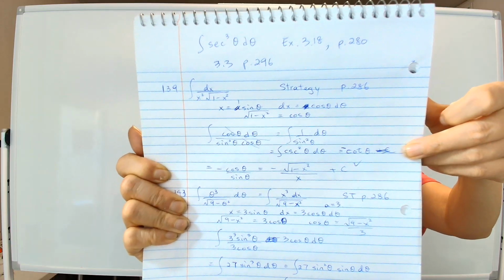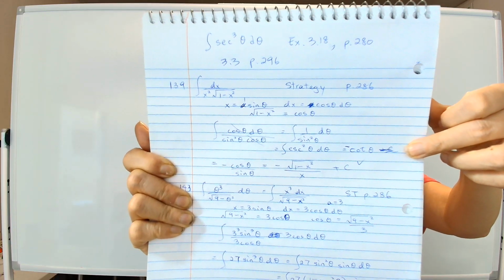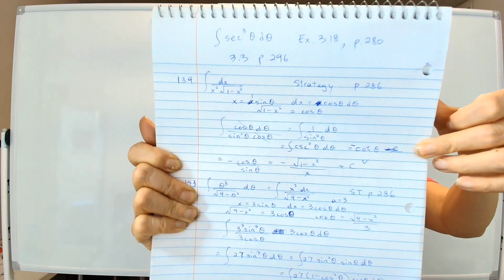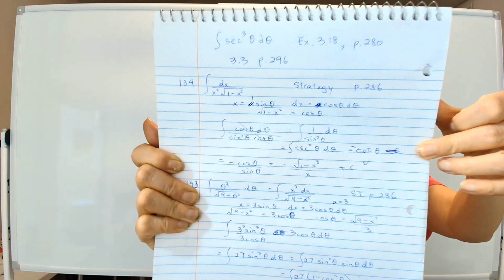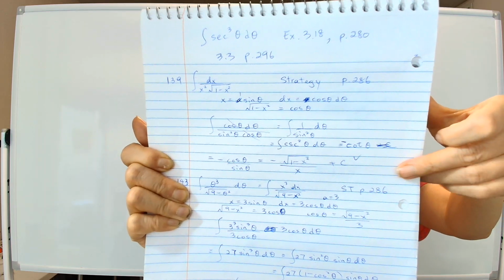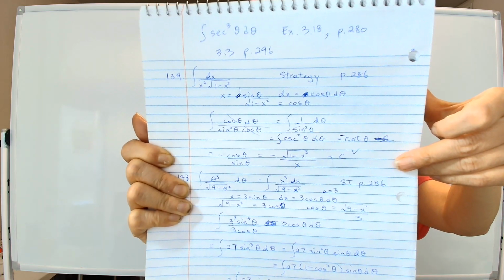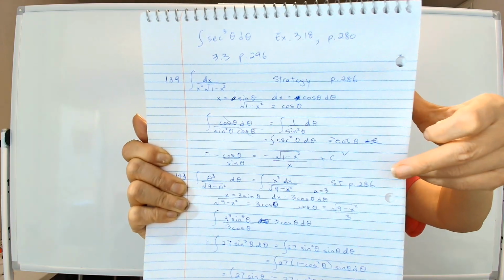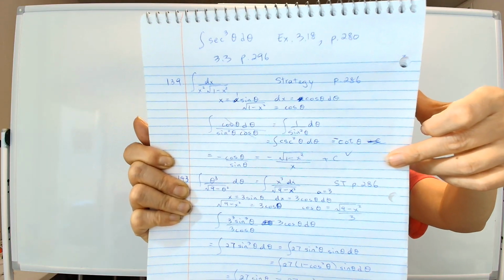That's just cosecant squared, okay? And as you might remember, the derivative rule says the derivative of cotangent is negative cosecant squared. That's where we got that. And so the answer is negative cotangent theta. And of course, don't forget to plug it back in, okay?